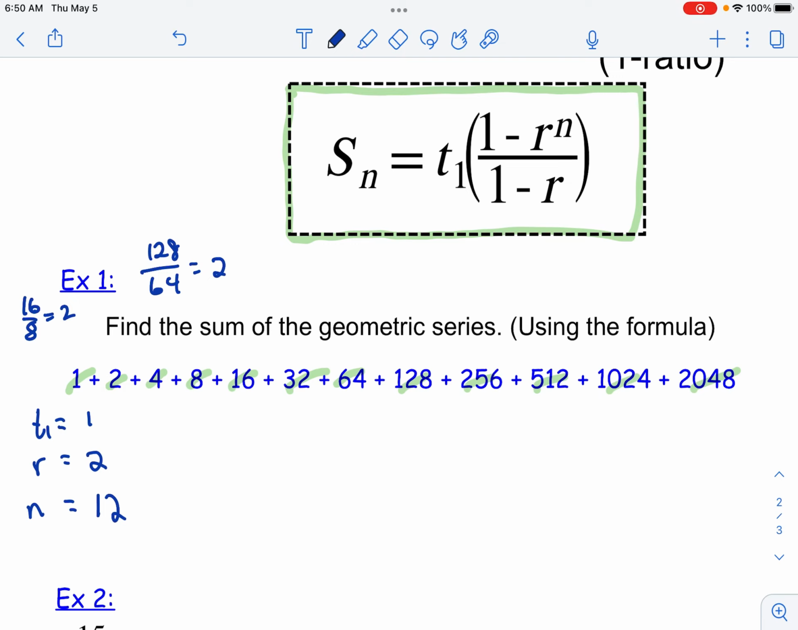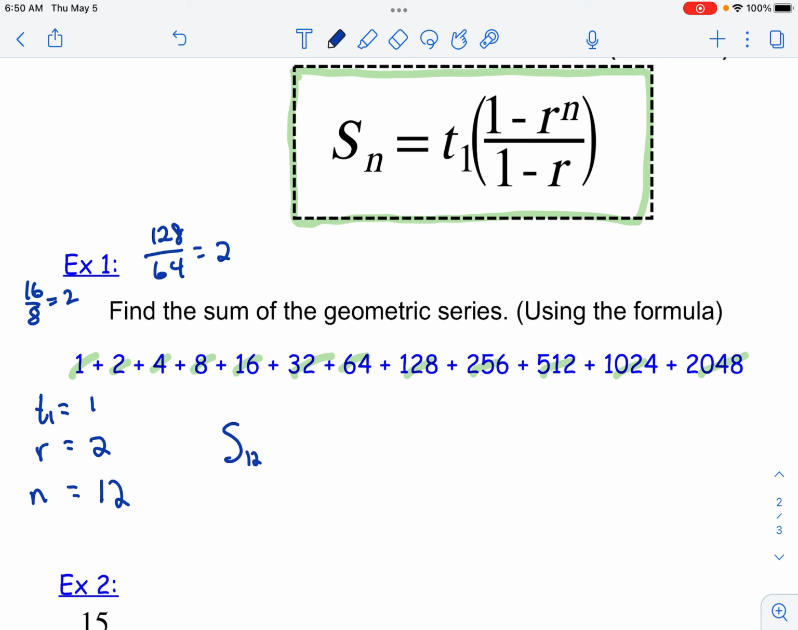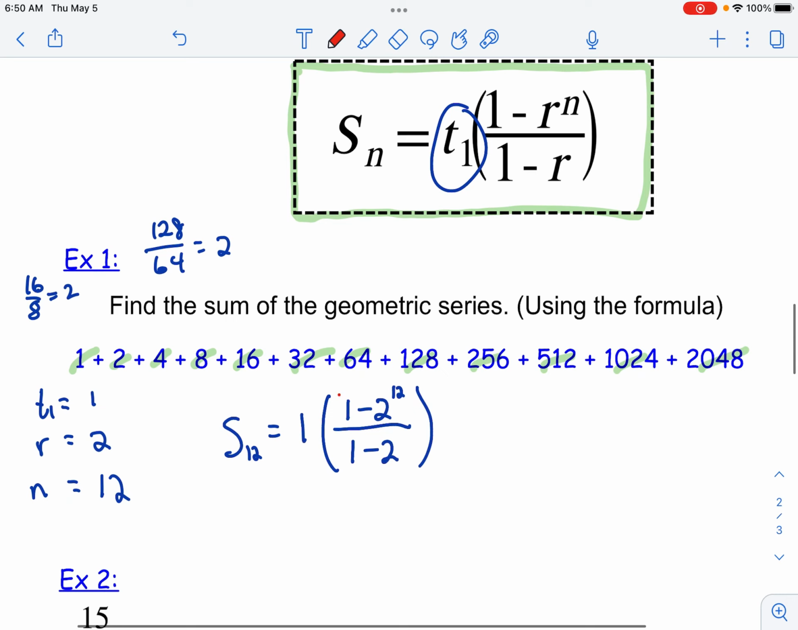Then all we do is punch it in our calculator. Let's set up the formula first. This would be S12 because there are 12 terms. We take our first term, which is 1, and multiply by this fraction: 1 minus the rate, which is 2, to the nth power, in this case 12, over 1 minus 2. Whenever you have a fraction like this, there are implied parentheses on top and bottom. So make sure when you punch this in your calculator, you include the parentheses for the top and bottom. The calculator is excellent at order of operations, so if you don't have the top of the fraction in parentheses, it's going to get things wrong.